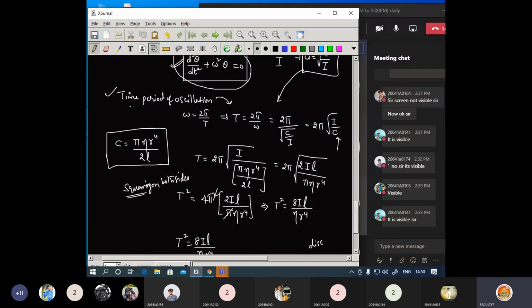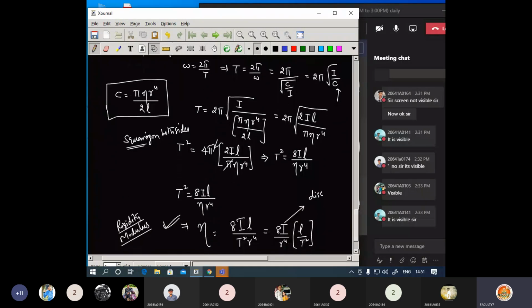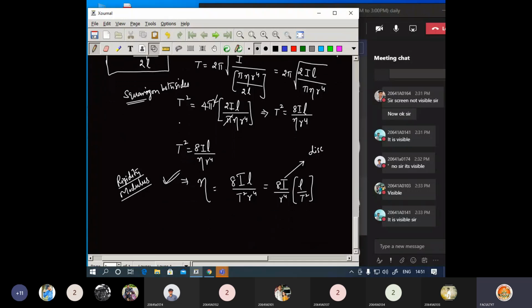Thereafter you get the time period for the torsional oscillations by using the expression omega equals 2 pi by T. You just substitute omega here. After rearranging, you get the expression, where capital C is the twisting couple that you got in the previous topic, and you substitute it. After modifying the expression, you will get the expression for T square. From this you get the rigidity modulus, and this is the resultant expression for the rigidity modulus.